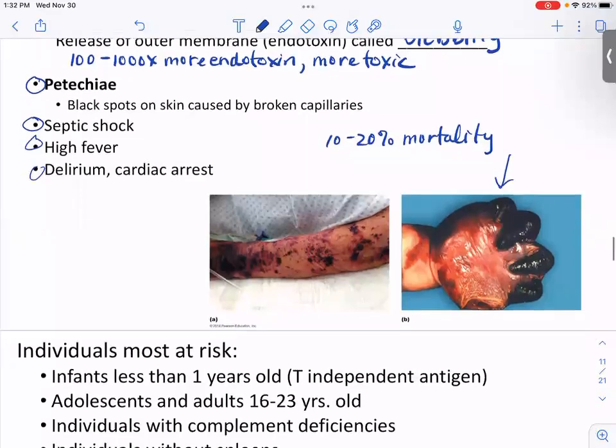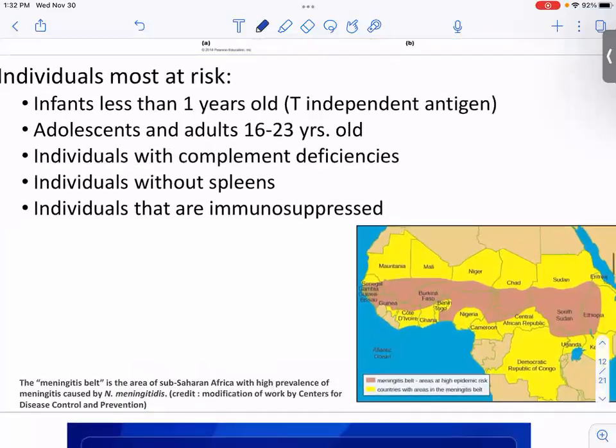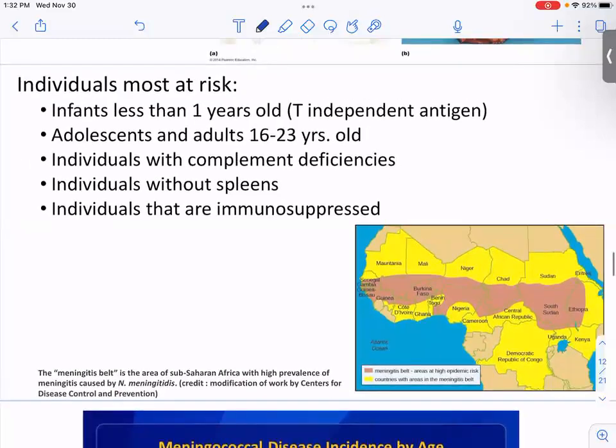So who's at risk? Anybody can get this. It's a true pathogen, but there are some people that are a little bit more likely. Young children, especially kids less than a year old. The capsule of this organism is one of those T-independent antigens, so younger children have less of a response to it, although adults apparently don't have a very quick response either.